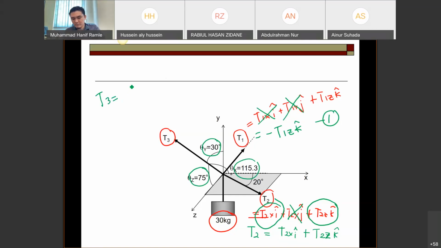Doctor, in the T2, why do we cancel the Y component? Because the Y component is not there. The force is on this plane only, so it is 2D if you look at the X and Z axes. That's why the plane is in green color.